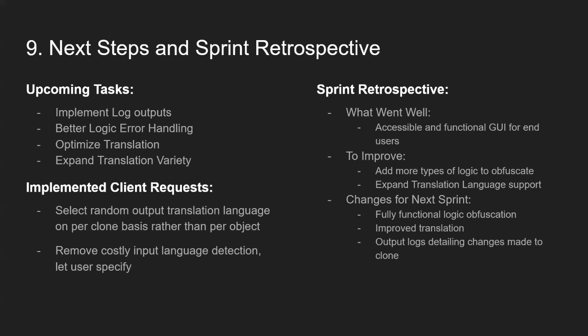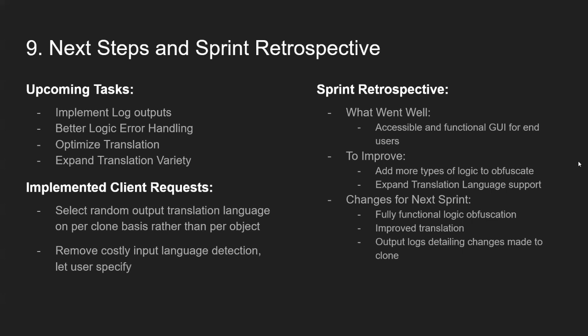For implemented client requests, some examples include selecting random output languages on a per clone basis rather than per object as we previously were doing, and to remove costly input language detection, let the user specify what the source code is so that we don't have to check every time it's coming in and make sure that it aligns with what we are expecting. So it's done in good faith.